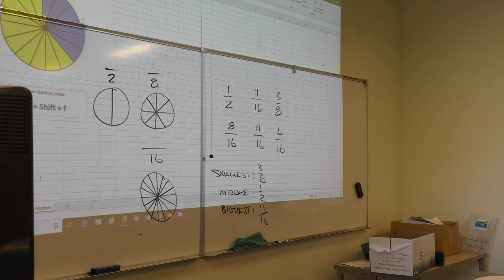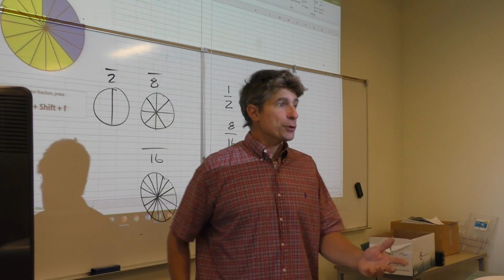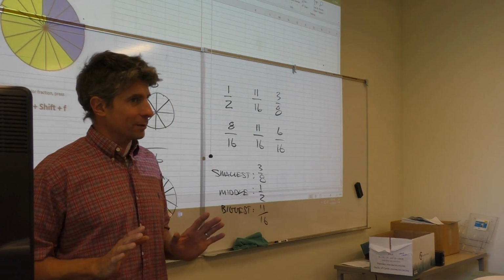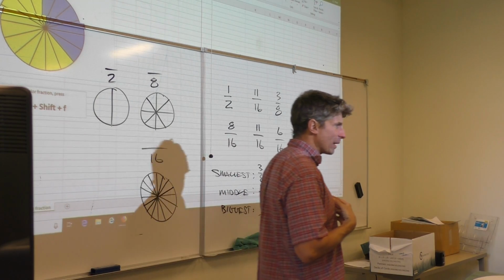And this is another great way of looking at fractions. You can compare them all to a half. A half is a special fraction. It's one we have a very intuitive feeling with.